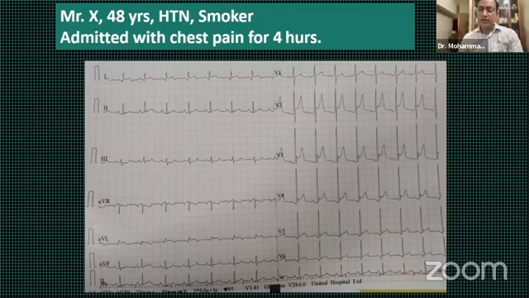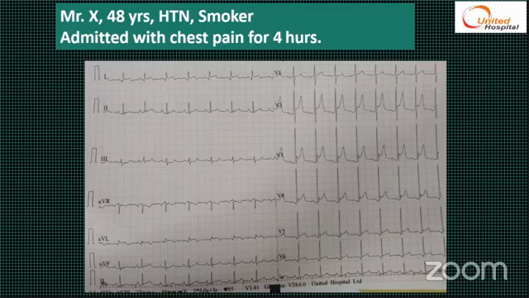Sir, yes sir. Here I can see there is also PR depression in the chest leads, sir, and PR elevation in aVR. And as there is diffuse ST elevation in most of the leads with concavity upwards, sir, I would like to go for pericarditis, sir, pericarditis. Absolutely. Thank you. Rafik sir, please.